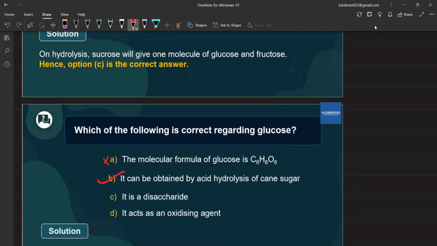बी करेक्ट है, इट कैन बी ओपन. ये तो बहुत आसान, अच्छा हो गया ना, आपके पास बी ही करेक्ट मिल गया. डाइसैक्राइड है? नहीं. मोनोसैक्राइड है. एक्ट एज ऑक्सीडाइजिंग एजेंट? नहीं. एक्ट एज रिड्यूसिंग एजेंट. वो क्या करता है? फेलिंग्स एंड टॉलेंस एजेंट को रिड्यूस करता है. It reduces the Fellings and Tollens reagent. So B is also not correct. Okay, so B is correct. It can be obtained by acid hydrolysis of cane sugar.